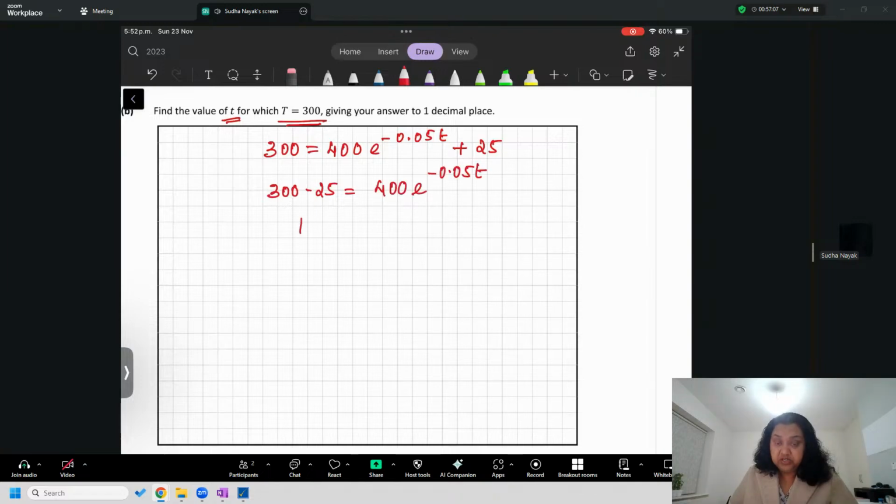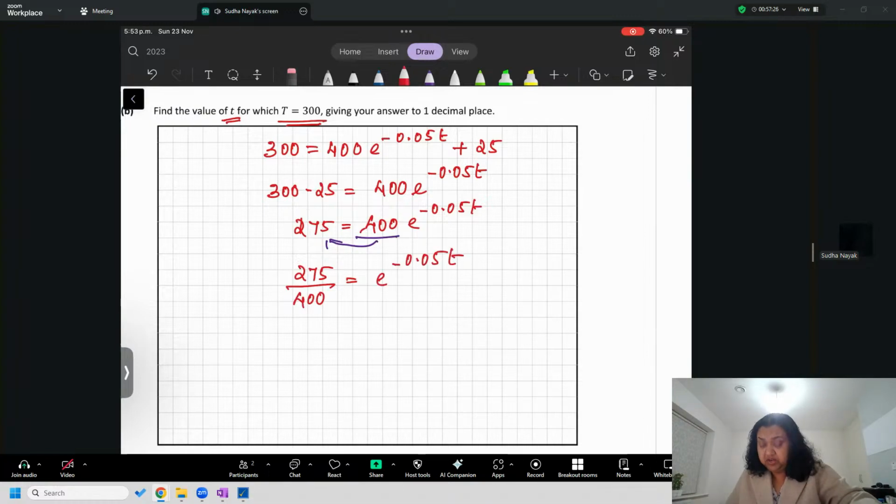So 300 minus 25 will be 275, which is equal to 400 e to the power of minus 0.05 t. Then you bring the 400 to this side, so that is 275 divided by 400 is equal to e to the power of minus 0.05 t. And then you simplify this, or you can directly do that.